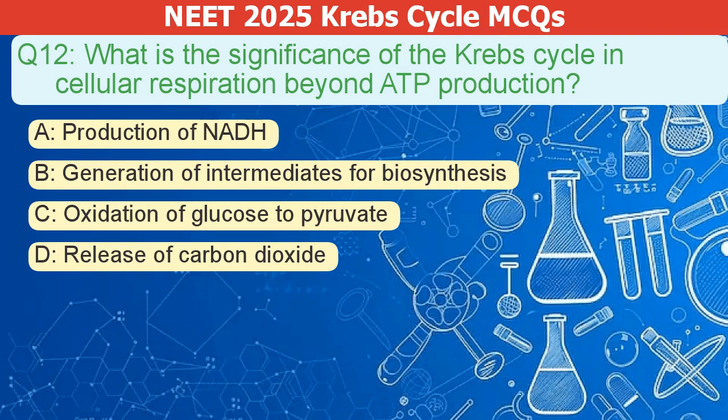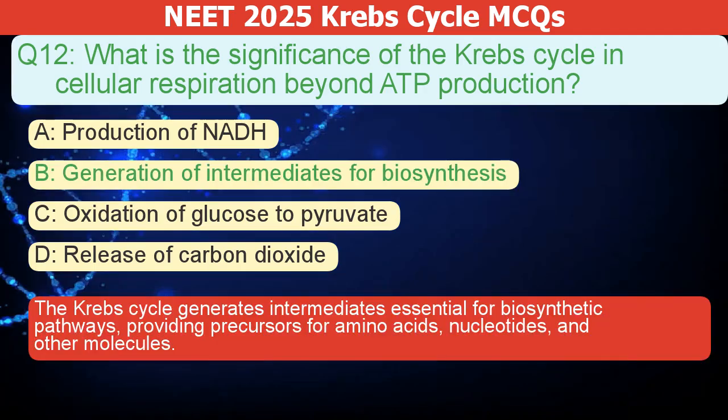What is the significance of the Krebs cycle in cellular respiration beyond ATP production? A. Production of NADH. B. Generation of intermediates for biosynthesis. C. Oxidation of glucose to pyruvate. D. Release of carbon dioxide. The correct answer is B. The Krebs cycle generates intermediates essential for biosynthetic pathways, providing precursors for amino acids, nucleotides, and other molecules.